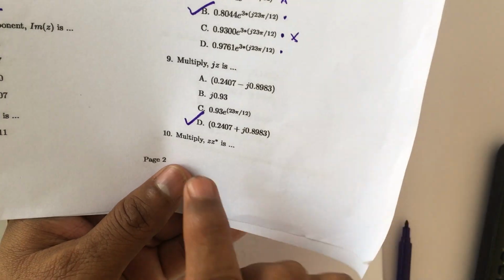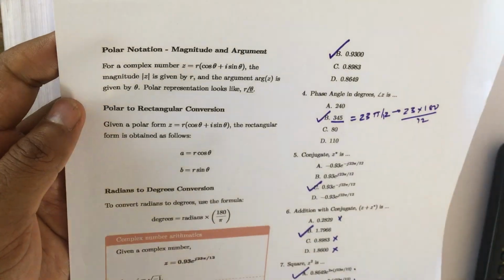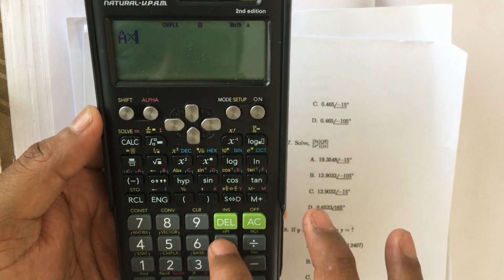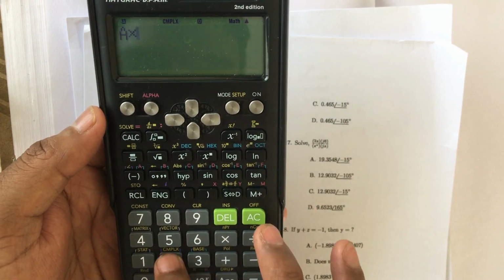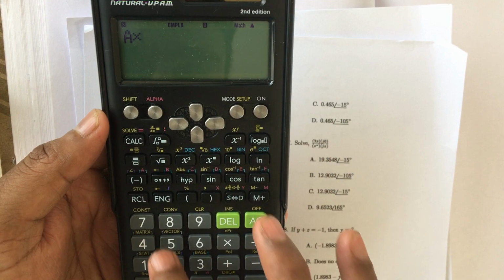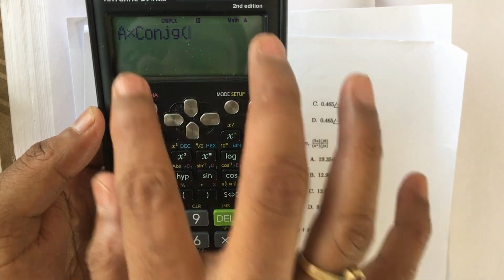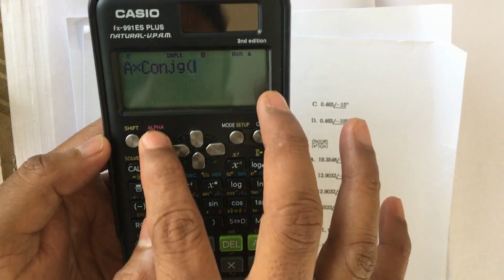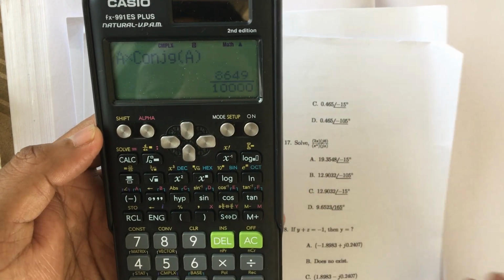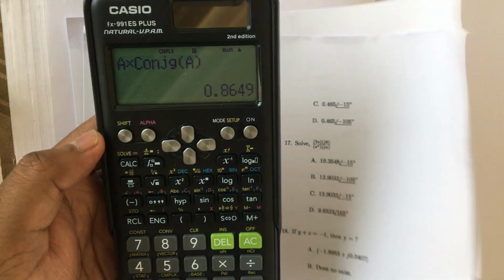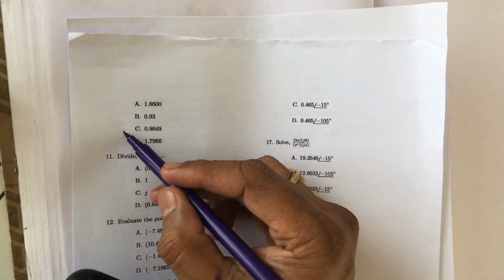Now next is multiplying Z with Z conjugate. That is again very simple. Let us do that here. So I'll go for A multiplied by the conjugate function, conjugate of A. So here I get the answer like this, 0.8649. Okay, so that is the answer. So C is the answer.